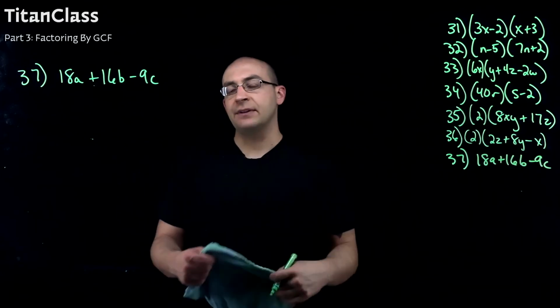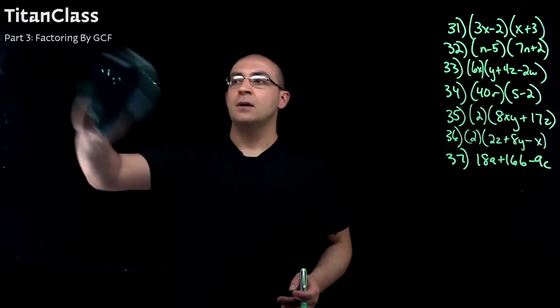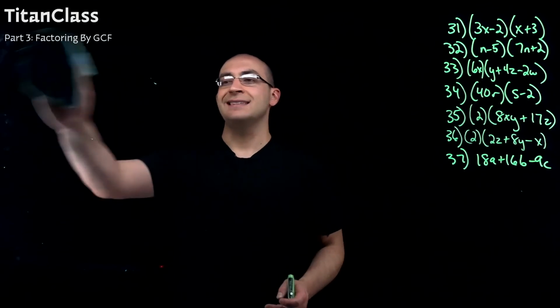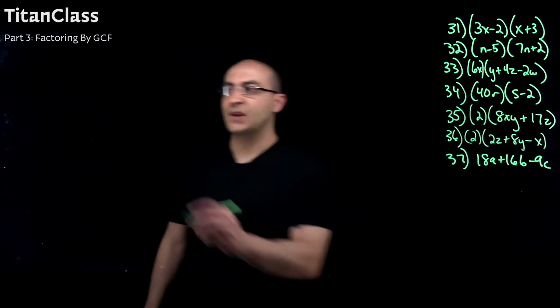Sometimes you're not going to have anything to factor out. That is rare, because obviously we're doing factoring. But every once in a while, you're going to come up to something that is not factorable. We'll get into that later on. 38.